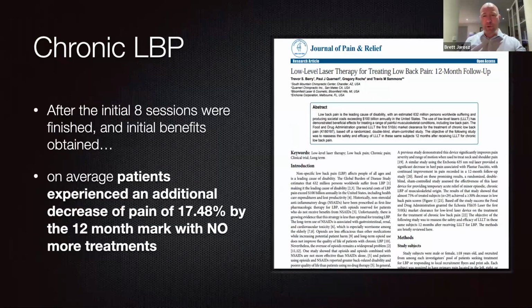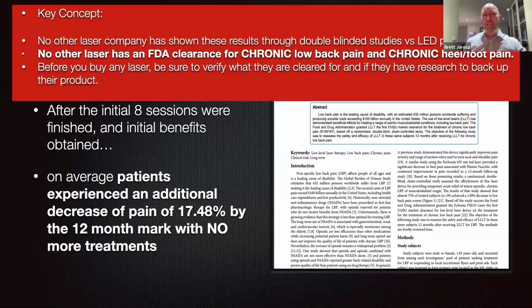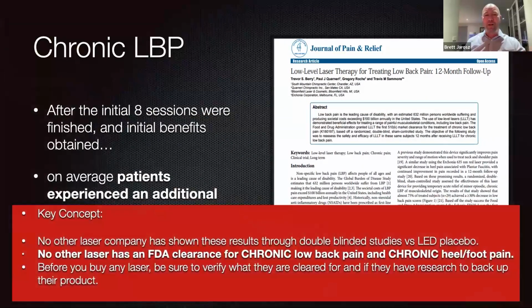So this is where it got really interesting, the 12-month follow-up that they ended up doing. After the initial 8 sessions were finished and the initial benefits obtained, and obviously those results that we showed you on the previous page, on average, patients experienced an additional decrease of pain of 17.48% by the 12-month mark with no more treatments. Now, that was just for the laser group. So let's have a look at this in the next slide.